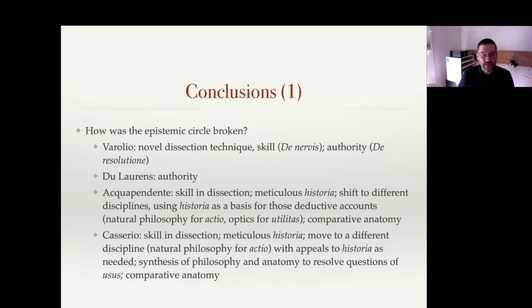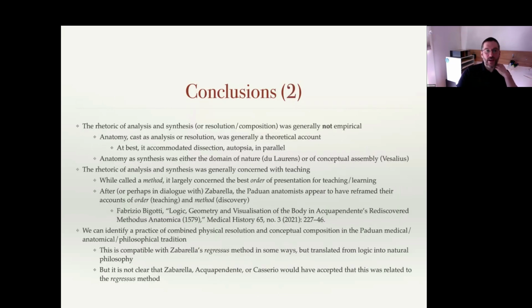Now, he also synthesizes philosophy and anatomy in order to resolve questions of usus. So he brings together anatomy and philosophy to get the kind of usefulness of the parts, and he uses comparative anatomy.